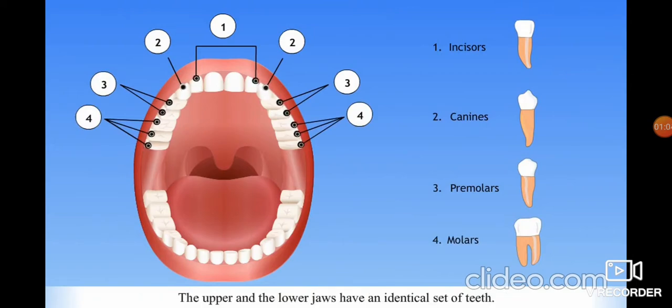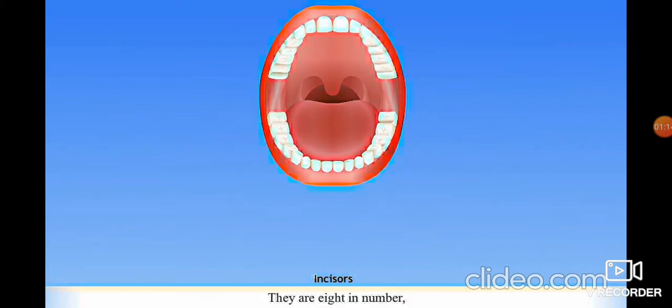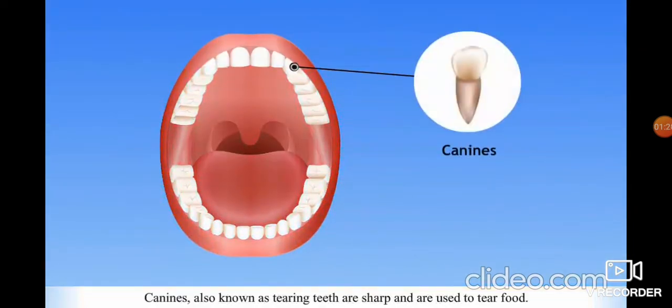First of all, incisors. Incisors are 8 in number in total. We also call them biting teeth. These are used to cut and bite the food. These are the front teeth, 4 in the upper jaw and 4 in the lower jaw.